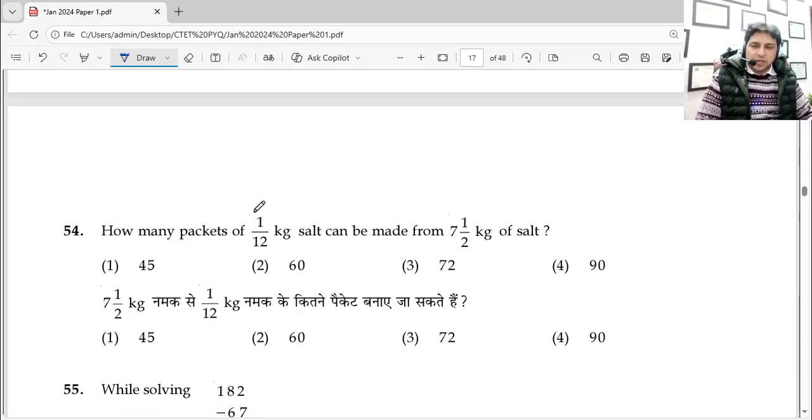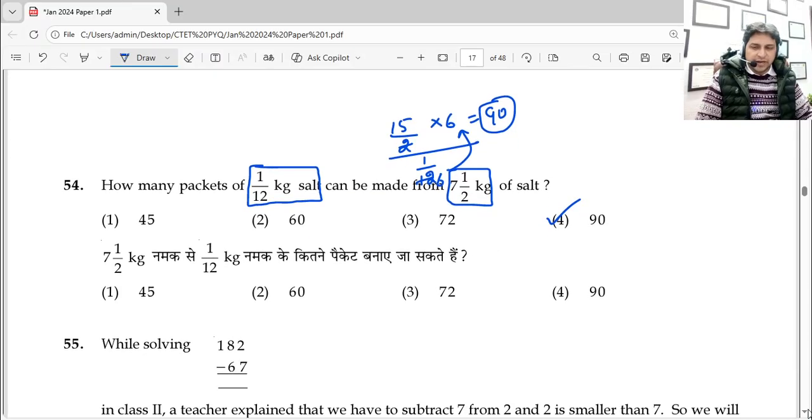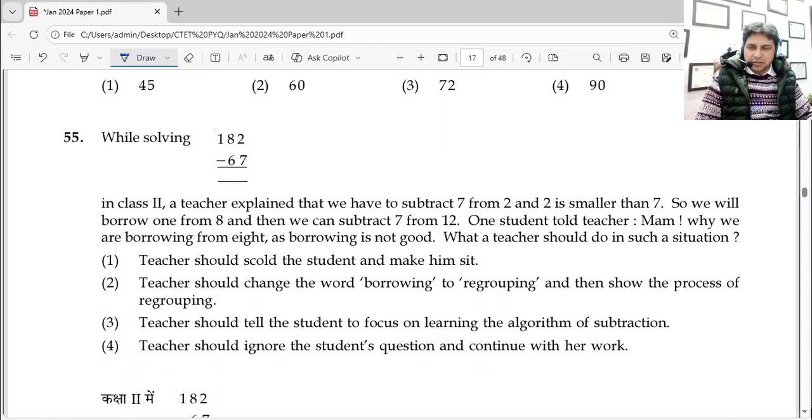How many packets of 1 by 12 kg salt can be made from 7.5 kg salt? Now 7.5 kg, that means 7 into 2, 14 plus 1, 15 by 2. That is the total we have. And to find the number of packets, it should be total divided by salt in one packet. So 15 by 2 divided by 1 by 12. So 2 cancels out with 12, 6 goes at the top and gets multiplied with 15. I get the answer as 90 packets. Quite easy. The next one is again theory.